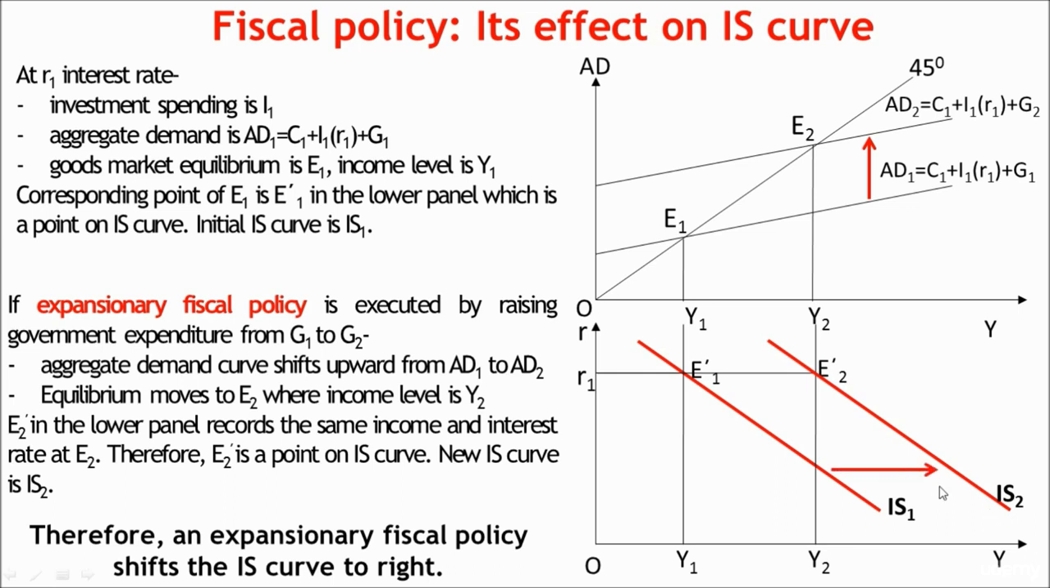Similarly, a contractionary fiscal policy will cause a downward shift in aggregate demand curve and IS curve will shift to the left.